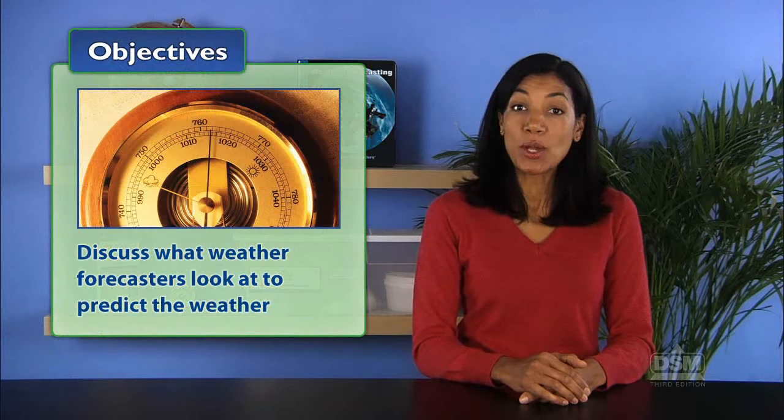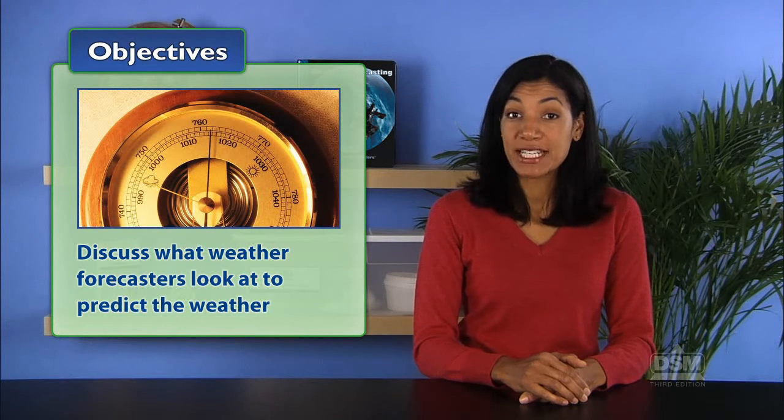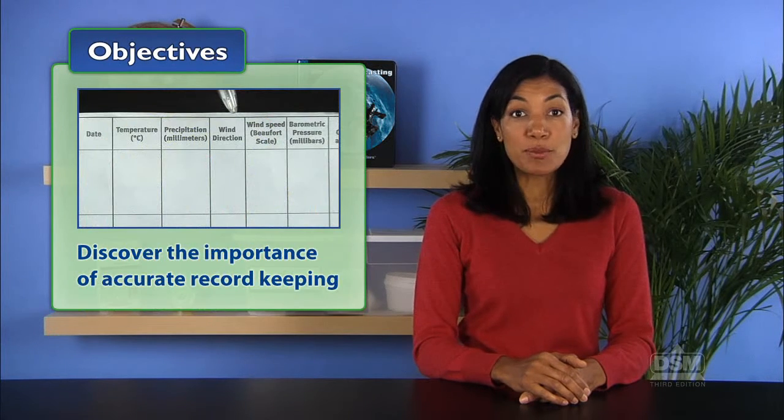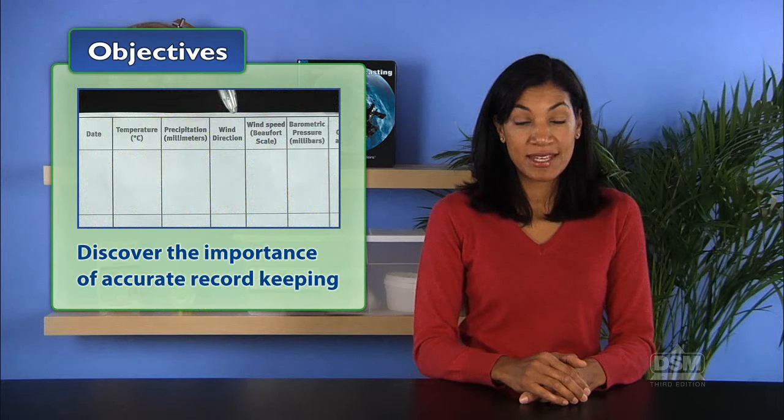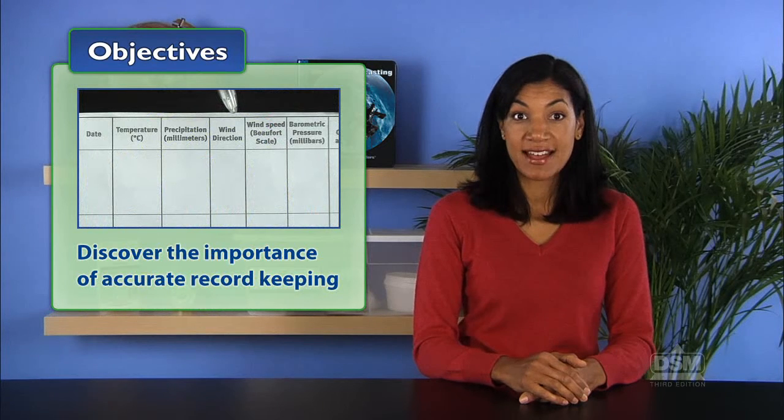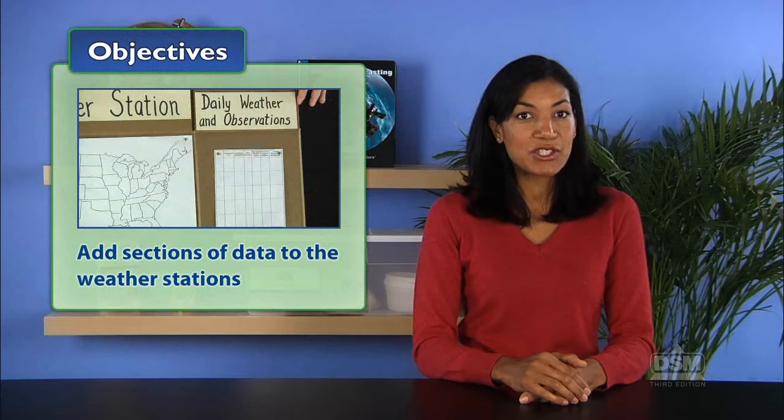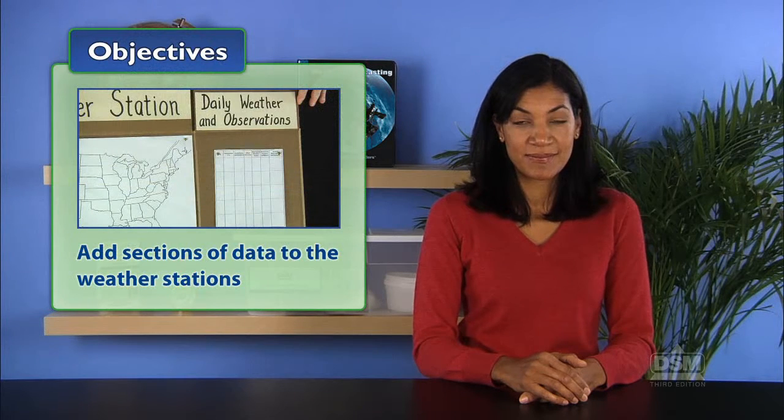In Activity 2, Why Forecast the Weather, students relate the usefulness of an accurate weather forecast to everyday life. They first discuss what weather forecasters look at to predict the weather, then discover the importance of accurate record keeping in formulating an accurate forecast, and finally add sections of data to the weather stations.